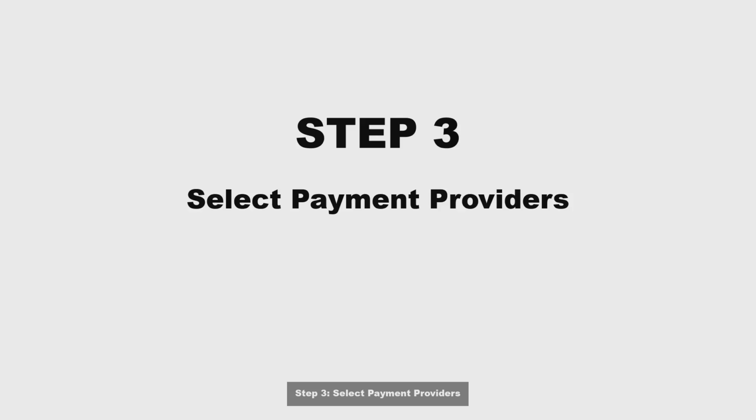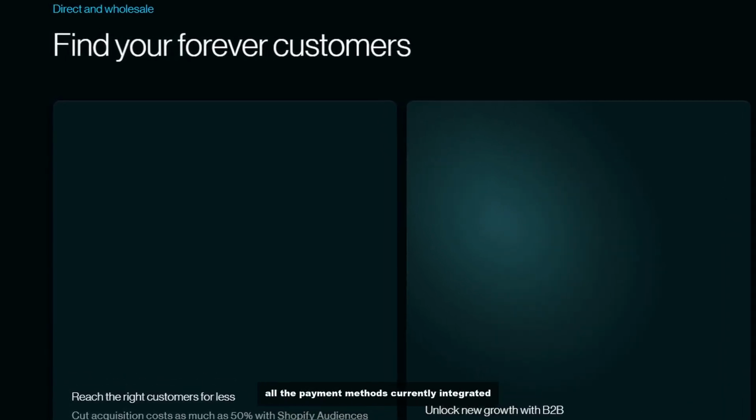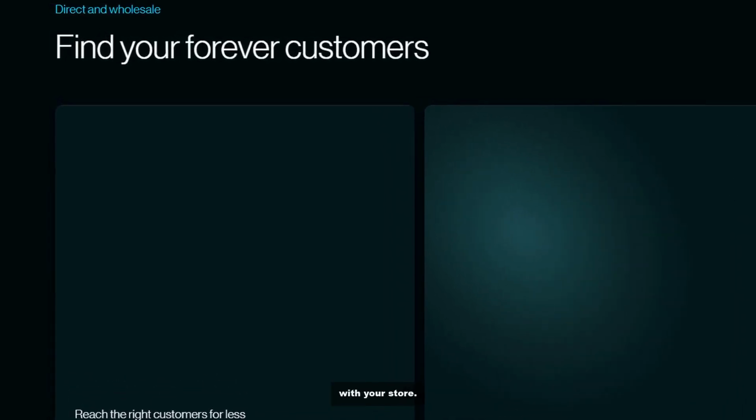Step 3. Select Payment Providers. In the Settings menu, find and click on Payment Providers. This section contains all the payment methods currently integrated with your store.